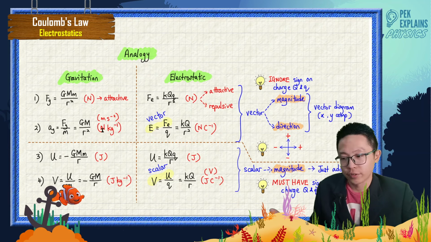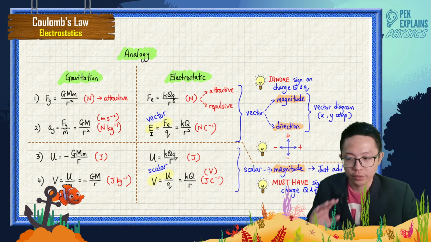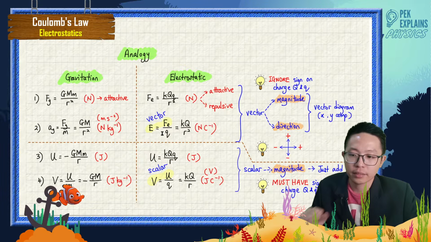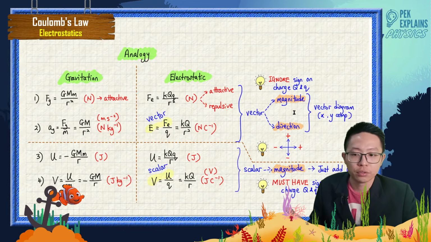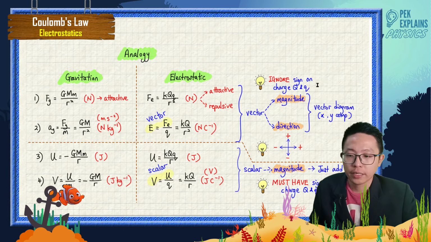And about the gravitational field strength and electric field strength, we're going to learn the next part. Force is a vector, so a vector has magnitude and direction. In the calculation, you ignore the sign on the charge. You must draw a vector diagram and find the xy component. For direction, you must put a positive or negative sign to denote the direction. I will explain this later.